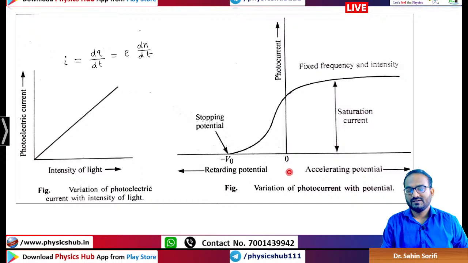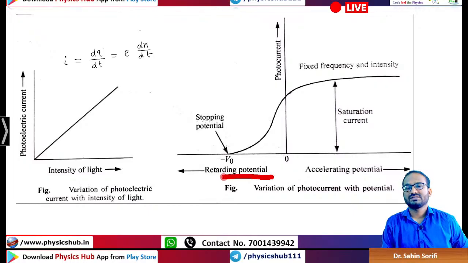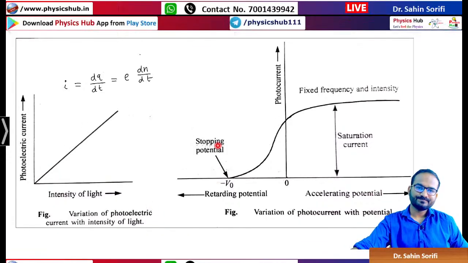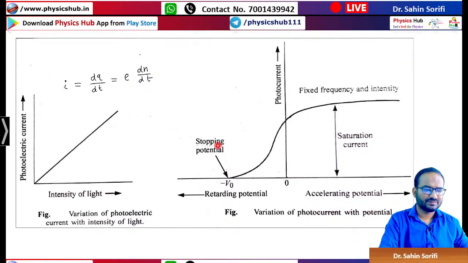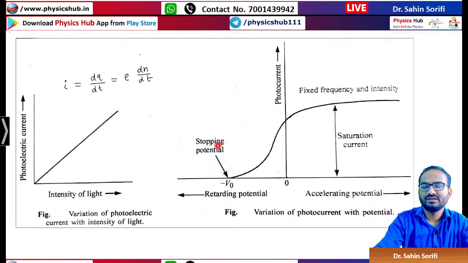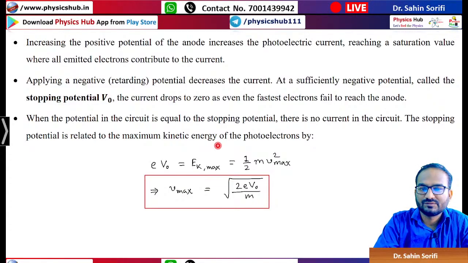So this is the stopping potential. The applying potential, if it is positive, then we will call it accelerating potential, and if we are applying some negative potential, it will be termed as retarding potential. Okay. So precisely we have covered the theory of photoelectric effect. I hope now you are in a position to tackle any kind of numerical which may be set from this particular topic.